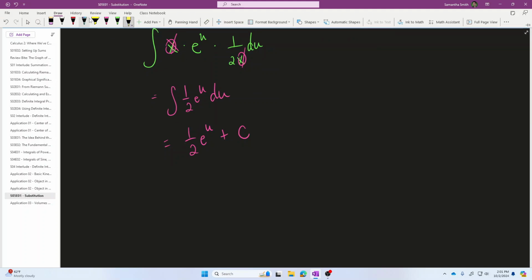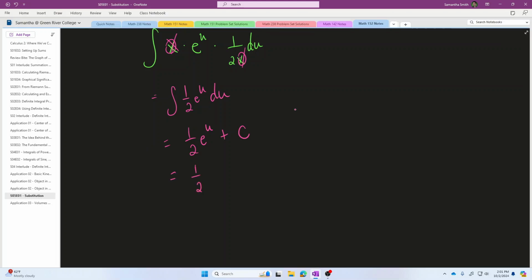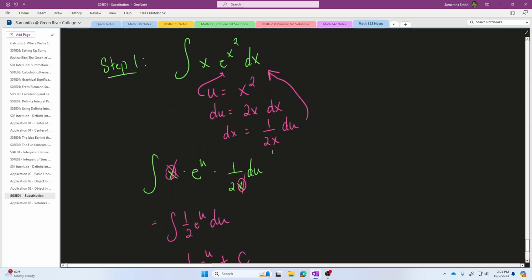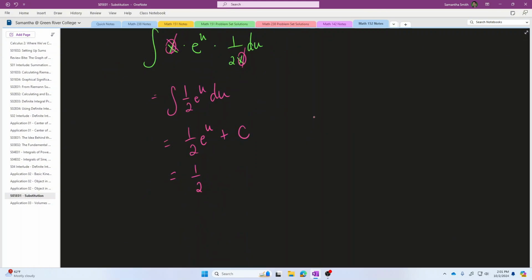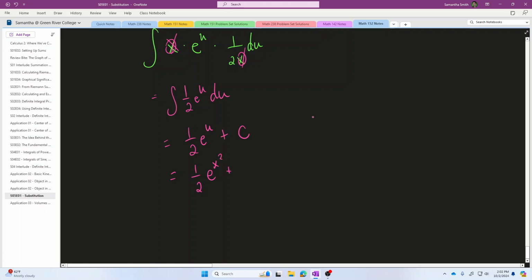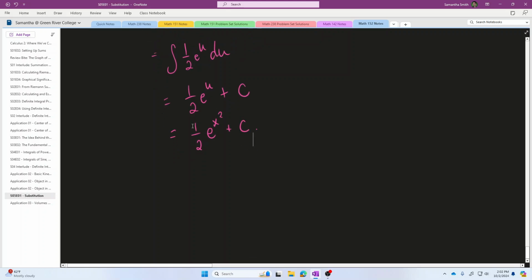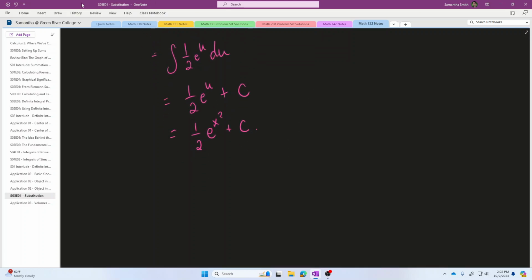Now the last thing that I will do to finish up the antiderivative stage of this question is just put back the value in terms of x in the place of u. So I'm just going to put back u equals x squared. So this is the indefinite integral, and right here is one particular antiderivative.